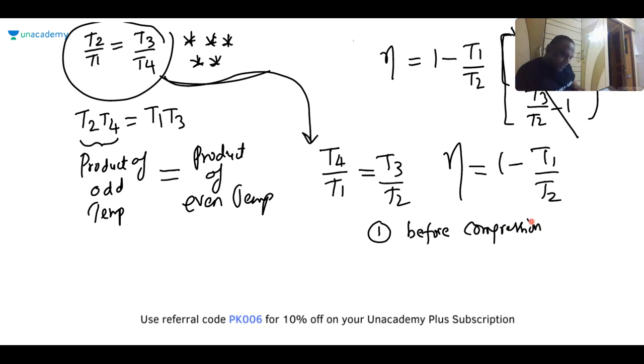Sir, is the temperature product condition one? My dear student, Jess Singh has asked a very good question: is the product of odd equal to the product of even for other cycles as well? No. Tomorrow when we study the Diesel cycle, we will show that it does not hold, and I will also give the reason. It is valid for the Brayton cycle. It is valid for the Otto cycle.